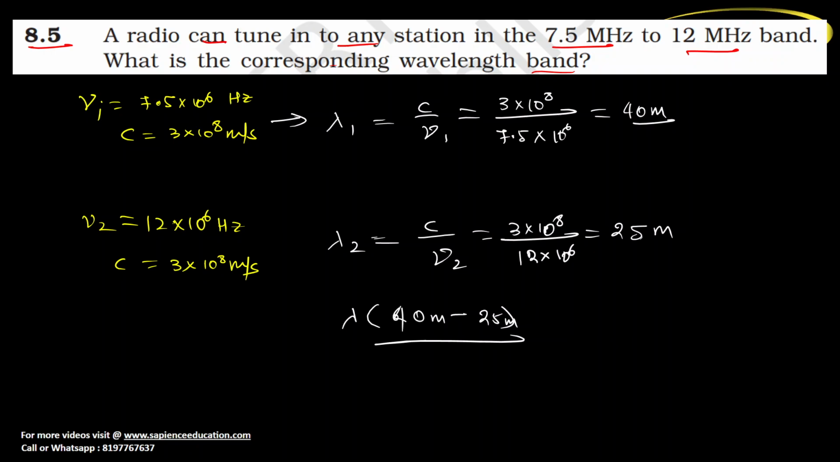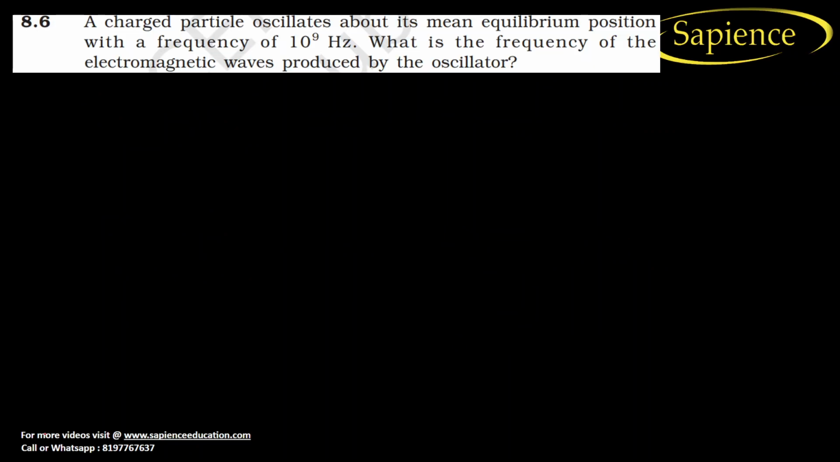So we have got the corresponding wavelength: 40 meter for 7.5 megahertz, and for 12 megahertz we will get 25 meter. So what you have observed is that the higher the frequency, the smaller the wavelength, and the lower the frequency, the larger the wavelength. I hope you have understood this one. So these are the two results for this question, right? Now let's go for the next question, that is 8.6.